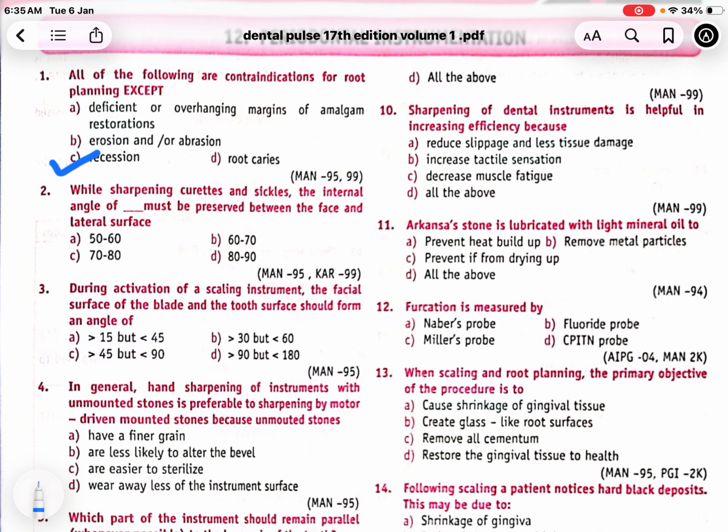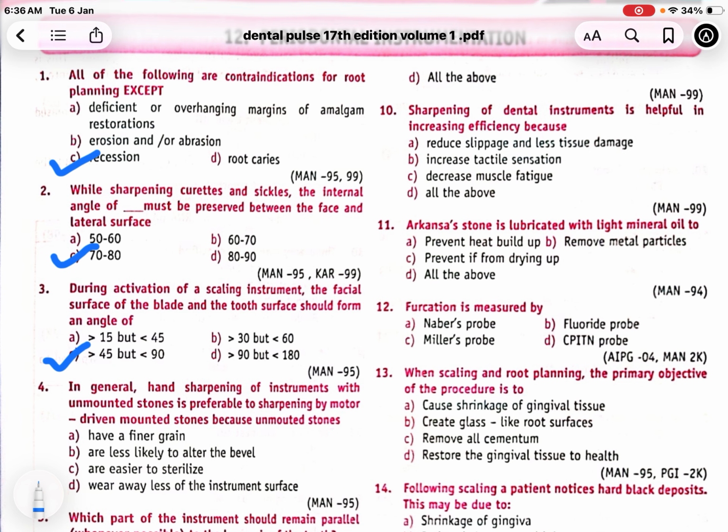While sharpening curettes and sickles, the internal angle of 70 to 80 degrees must be preserved between the face and the lateral surface. Next, during activation of the scaling instrument, the facial surface of the blade and the tooth surface should form greater than 45 but less than 90-degree angle. So the optimal angulation during scaling and root planing should be 45 to 90 degrees.